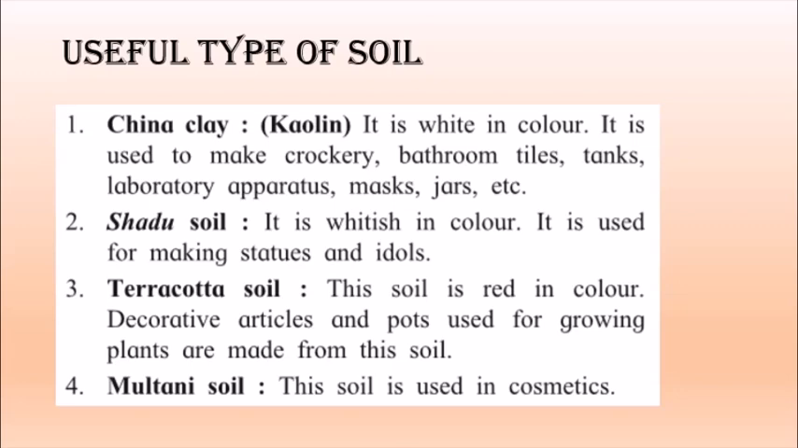So, the first type is the China clay. It is white in color and we use it for making different types of crockery, bathroom tiles, tanks and all those things. The next type is the Shadu soil. This is also white in color and it is used to make statues and idols, especially during Ganpati. Next is the terracotta soil. This soil is red in color and we use it to make different decorative articles. And the fourth type of soil is the multani soil that we use in cosmetics.